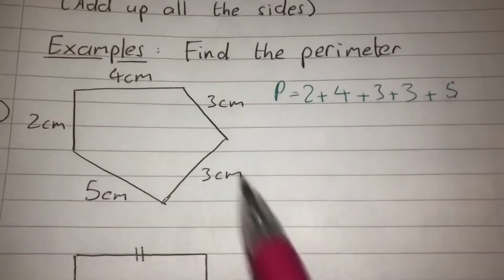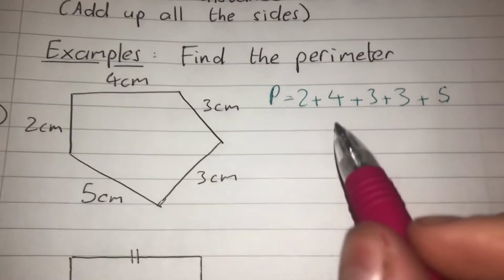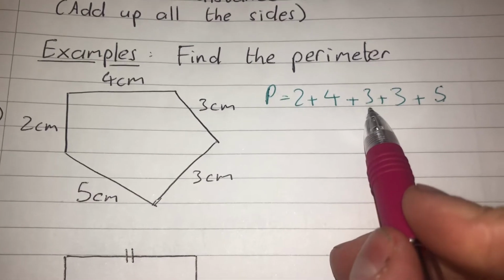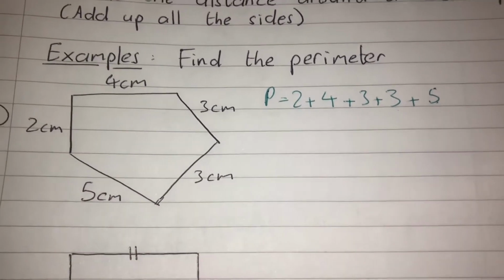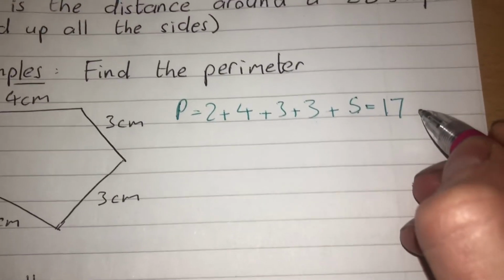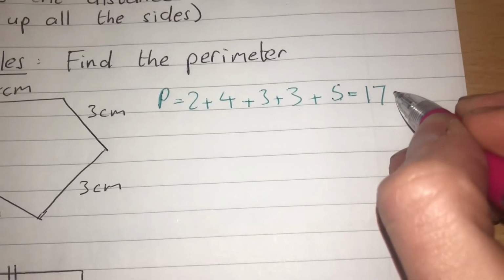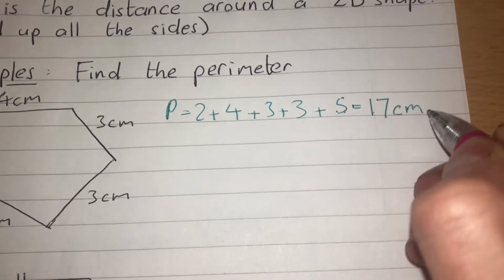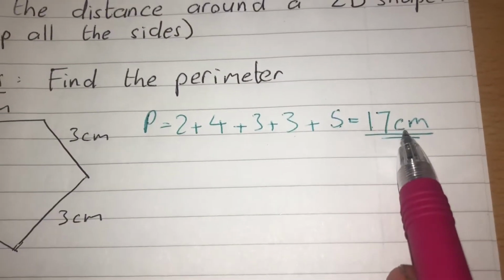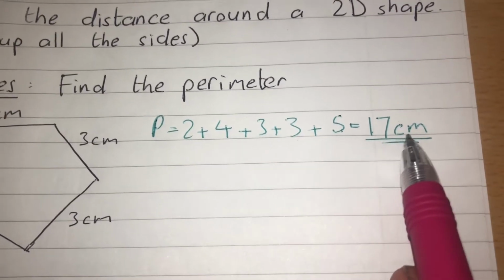Again, when we're adding sides up like this, it doesn't matter the order in which we add them together. So 2 plus 4 is 6, plus 3 is 9, plus 3 is 12, plus 5 is 17. And another thing to point out is that it's important to always include your units, if the examiner hasn't already included them within the exam. So we're working with centimeters here, so I have to make sure that my answer is 17 centimeters.